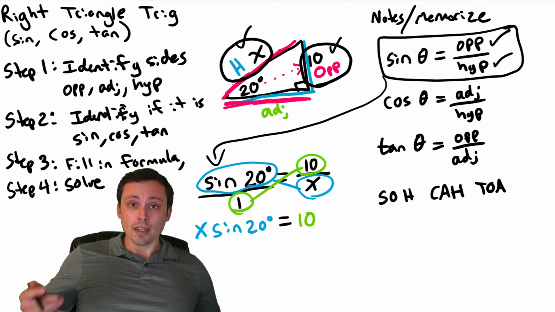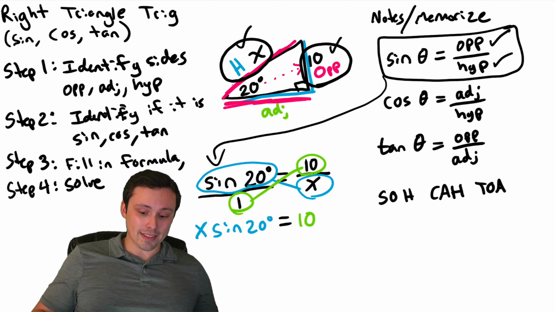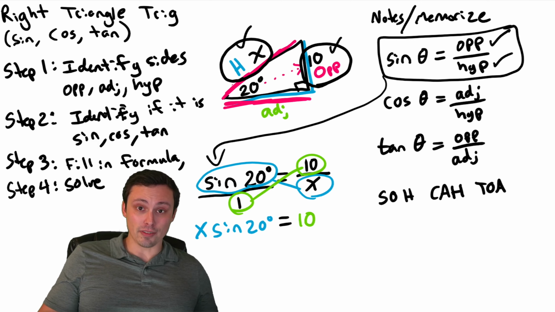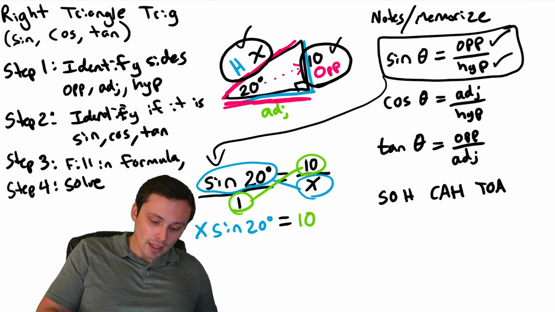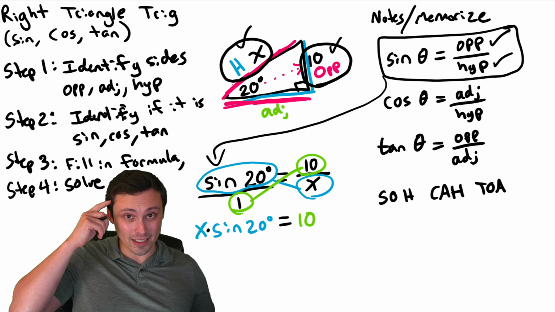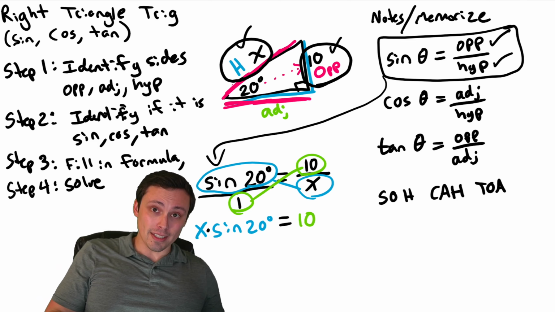Now, sometimes it'll be a one-step problem. Your x will be by itself. That'll happen if the x was on top, like if the 10 and the x were flipped around, right? Then you would have just got x by itself in 1 step. But in this case, it's going to be 2 steps. This is a link with multiplication. Sine 20 is just an ugly decimal that your calculator's storing for us. We'll deal with it at the end.